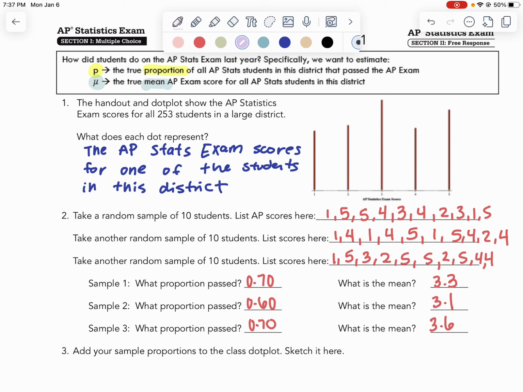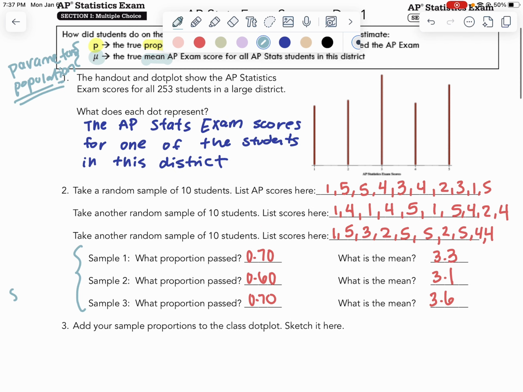So one thing I want to note up here, P and mu, these are what we call parameters. And parameters tell us about the whole population. But what we've calculated here, those come from our 3 samples. So these are instead what we call statistics, because they come from a sample. So right, we can remember parameters tell us about the population and statistics tell us about the sample.